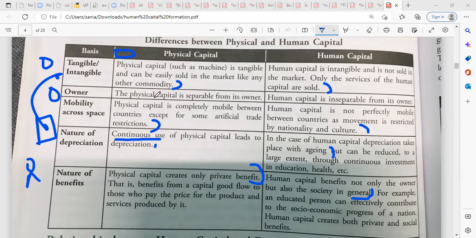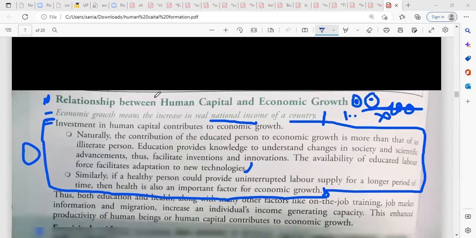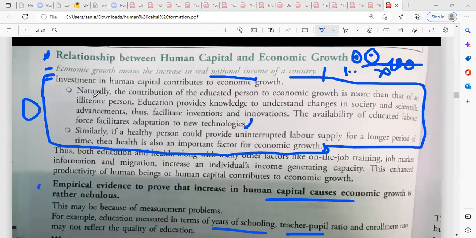Now, next, you will write the relationship between human capital and economic formation. So you will write: investment in human capital contributes to economic growth, and these two points. Ma'am, can you explain this part?